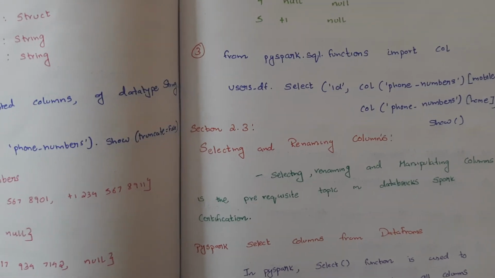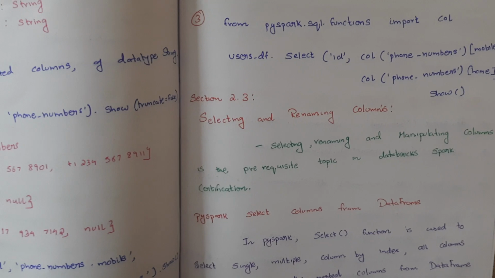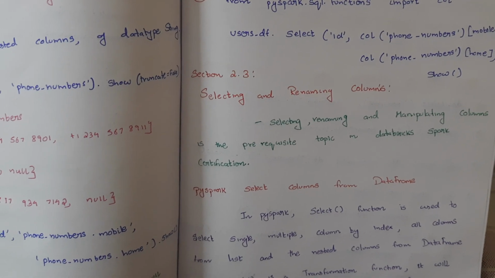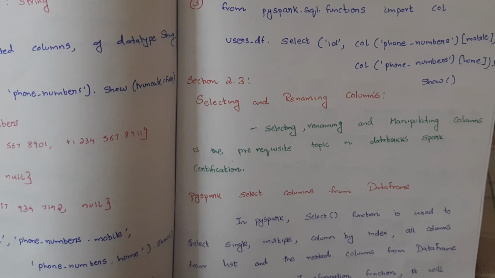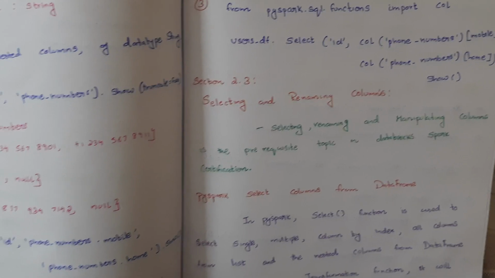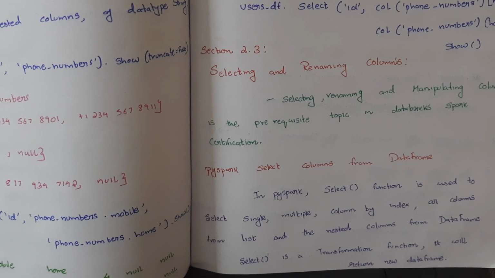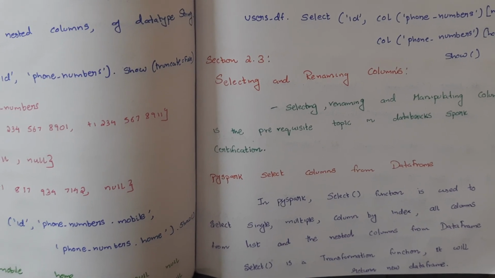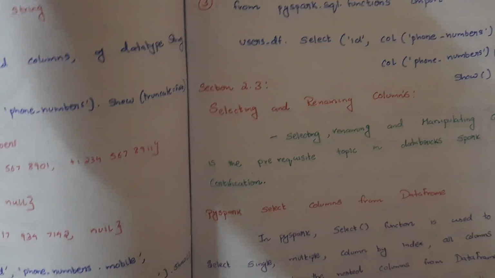So first we'll see how to select columns from a data frame. In PySpark, the select function is used to select single or multiple columns, columns by index, columns from a list, and nested columns from the data frame. Select is a transformation function. It returns a new data frame on top of the base data frame.